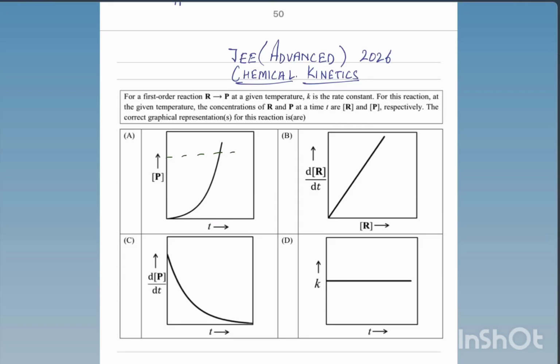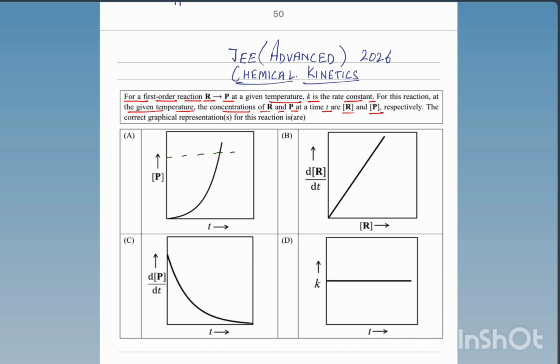Hello everyone. So today we are going to discuss a question from the JEE Advanced 2026 paper 2. It is from the chemical kinetics chapter, and in this question it is said that for a first order reaction R to P at a given temperature, K is the rate constant. For this reaction at the given temperature, the concentrations of R and P at time t are given respectively. The correct graphical representation for this reaction is or are.